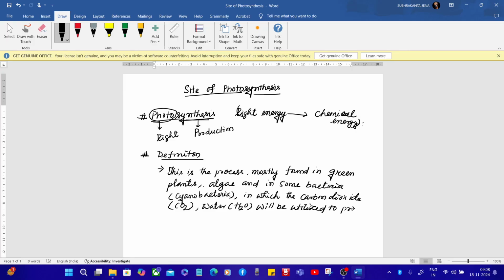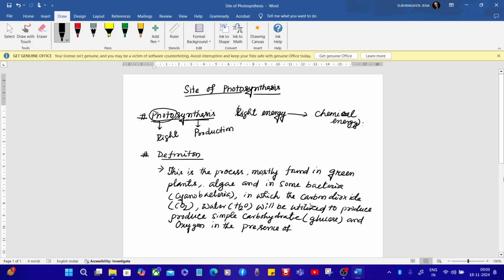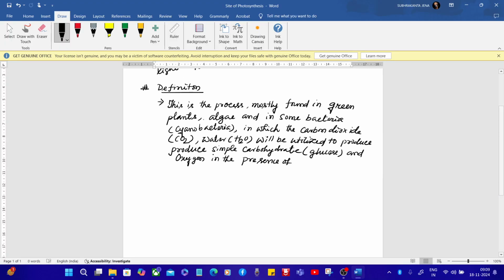to produce a glucose, simple carbohydrate, in bracket I will mention glucose, and oxygen, in the presence of chlorophyll pigment and sunlight, because that is needed here.